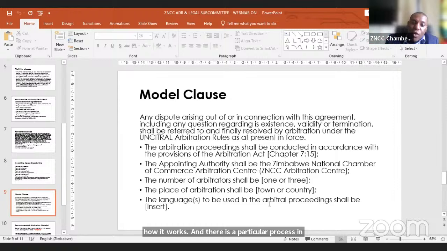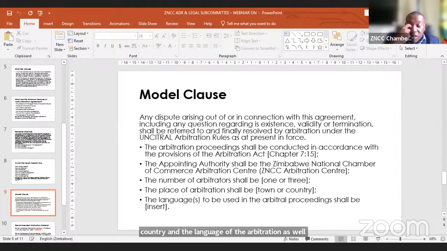So this is the importance of an appointing authority. We need to have an appointing authority, and it can be whatever institution in Zimbabwe that is there. Like I said, we've got 3 that are well known. So these could be the appointing authorities, and their responsibility is essentially to administer the running of the arbitration and things like that, or even make the appointment of an arbitrator or arbitrators. Also, there is the number of arbitrators to be appointed, either a single arbitrator or a panel of arbitrators. The place of the arbitration could be the town or the country, and the language of the arbitration as well.